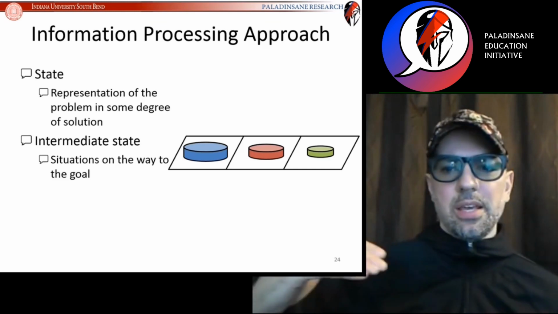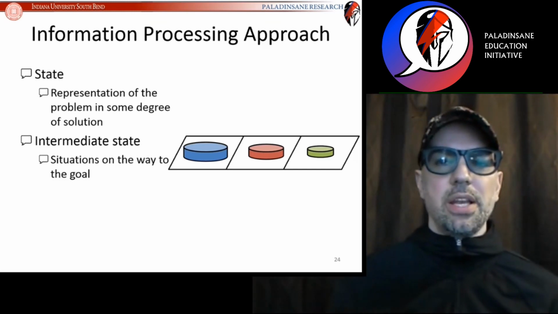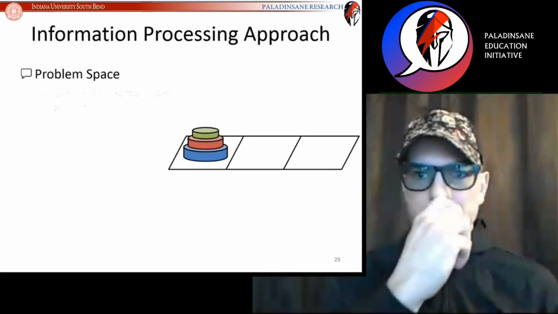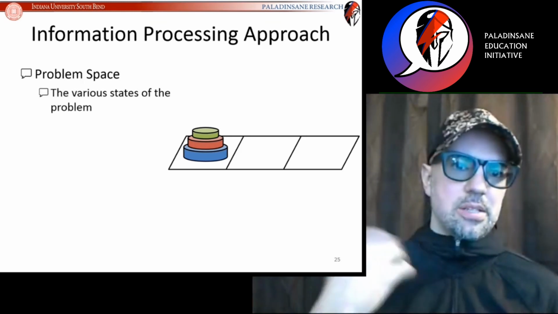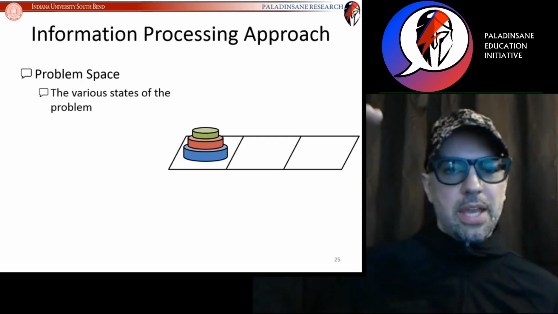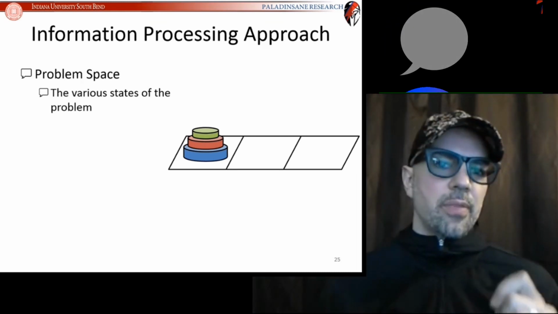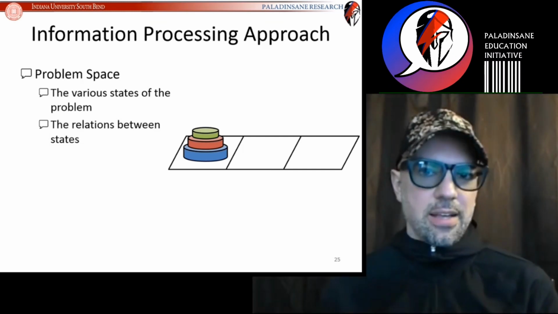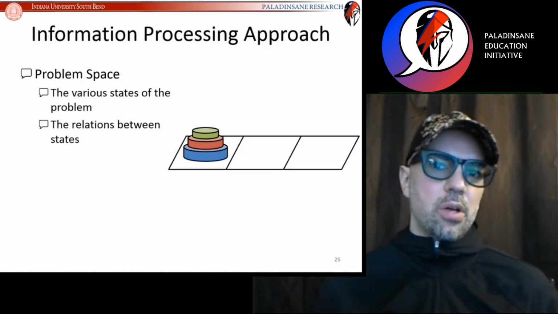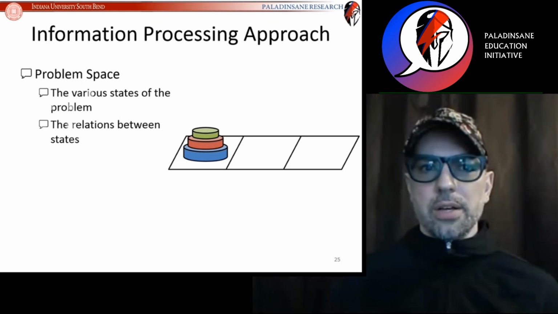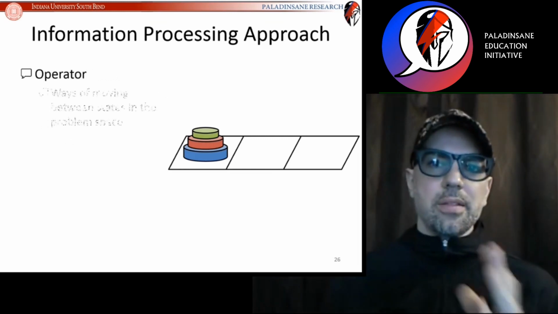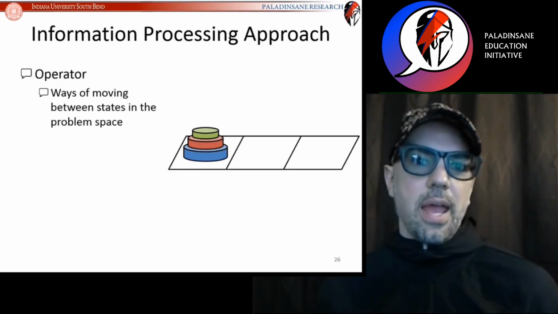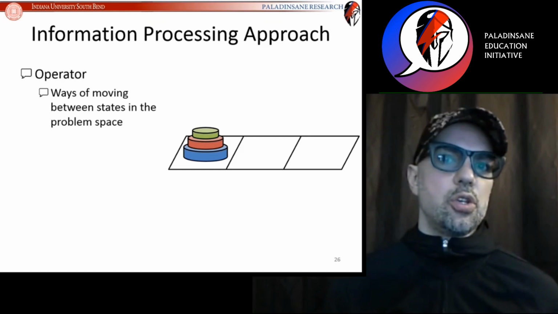So we have all these ideas of states. And these states, the start state, the goal state, and the intermediate states, those are all used to create a problem space. And the problem space represents two things. It represents the various states of a problem. So the beginning state, the goal state, the intermediate states. And then very importantly, it represents the relations between those states. It represents which states are connected and how they're connected. And those connections, those are called operators. And an operator is a way that you can move between these states in your problem space. They're basically the rules of the game, the rules of the problem, the moves that you can make.